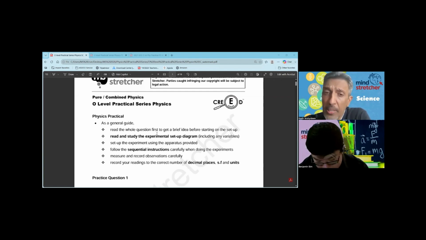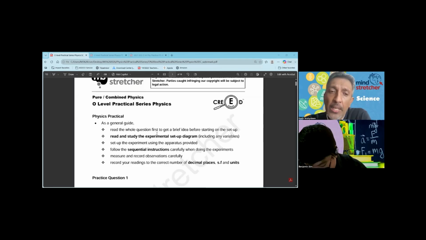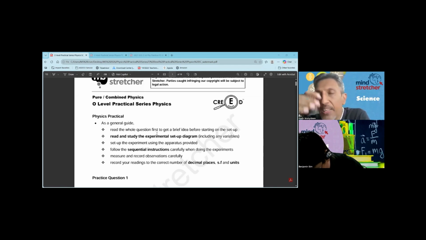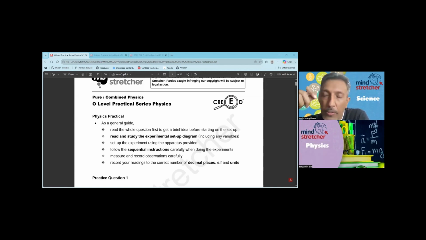Then you set up the experiment using the parameters provided, follow the instructions, and record observations. Now remember, normally the very first experiment in section A, I told you there are two experiments, 10 marks each, may just test how you record. It's tested everywhere: whether you record the raw data to the correct decimal place.